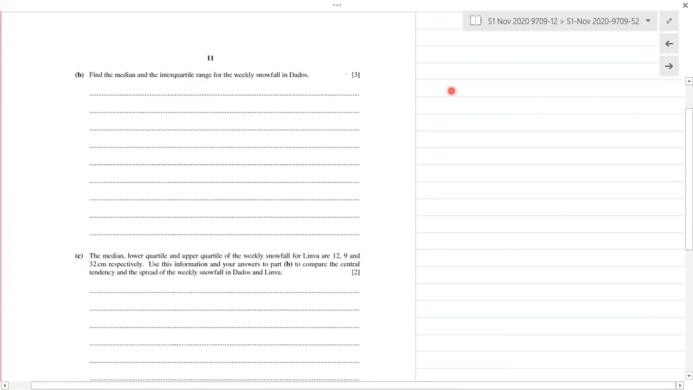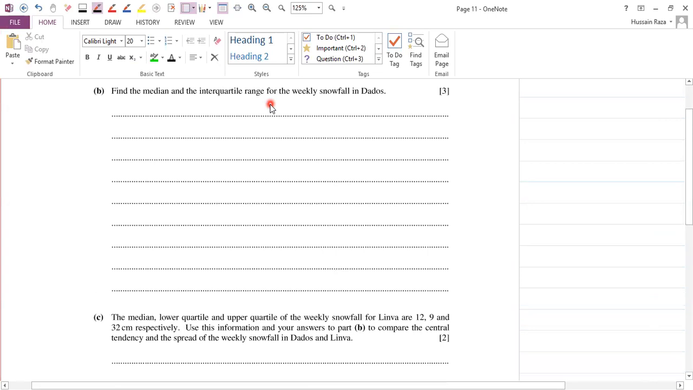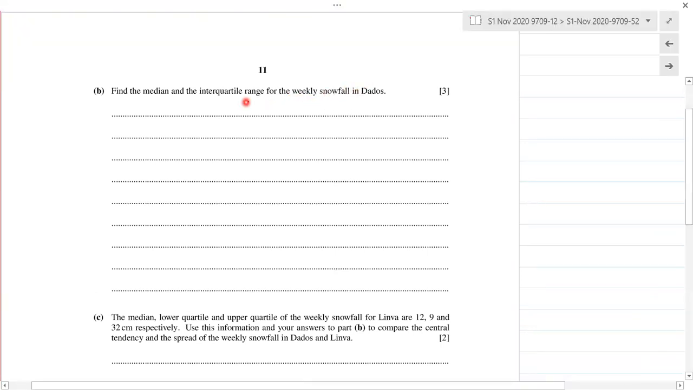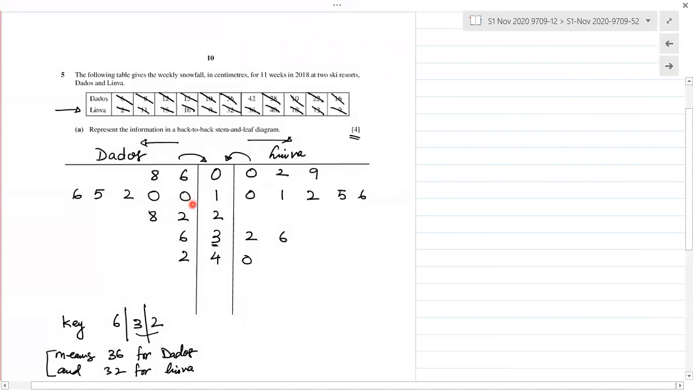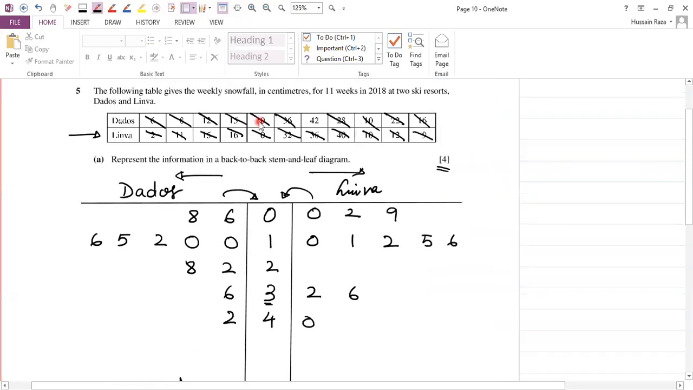Part B is the median and the interquartile range for the weekly snowfall in Deros. The median and the interquartile range. So let's go back to this. We'll need this. How many numbers do we have? We have 11 for each. So we're going to start counting from each end.